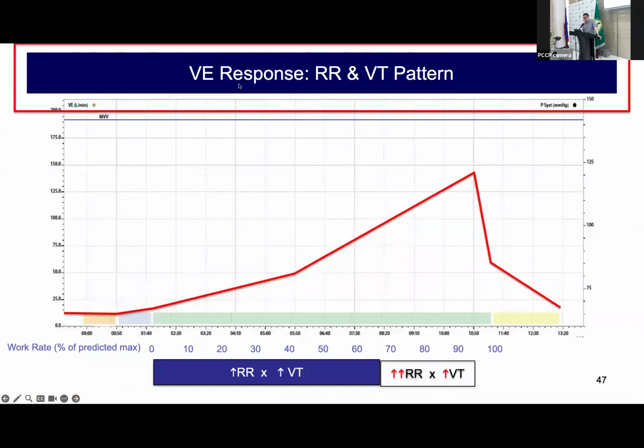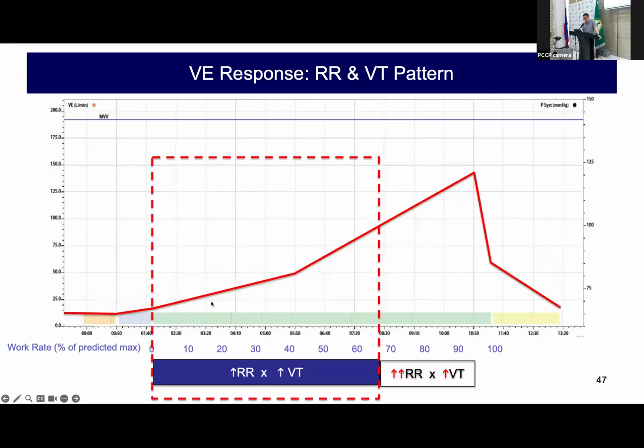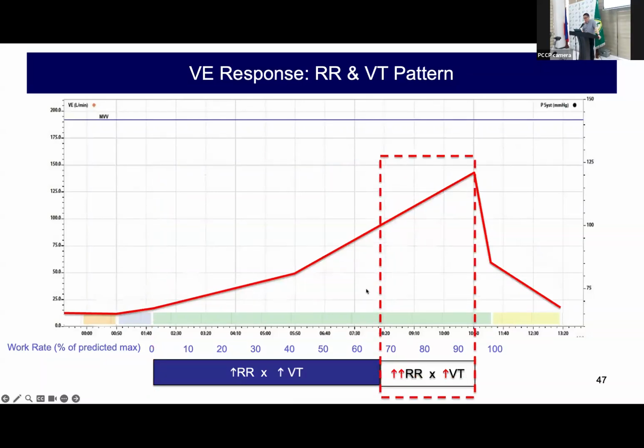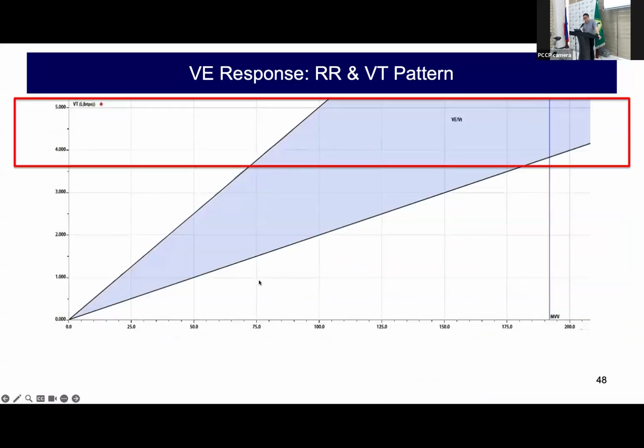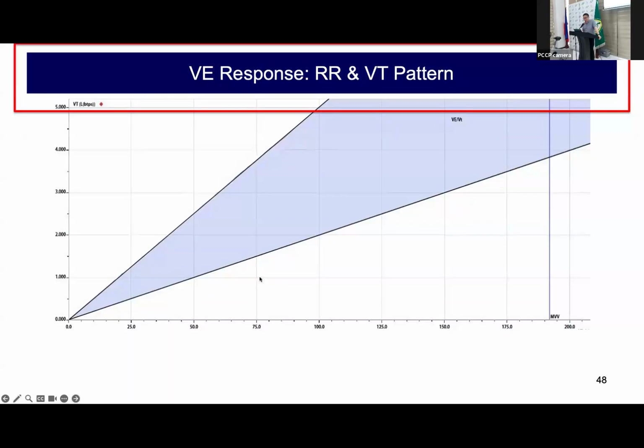Okay, let us analyze now the increase in VE response as far as the RR and tidal volume. How do we increase our minute ventilation? By playing with our RR and tidal volume. Okay, so during the initial part of the exercise, we increase almost simultaneously our RR and tidal volume. But at peak exercise, we increase more the RR than the tidal volume. Okay, so that's the VE response, RR and tidal volume.